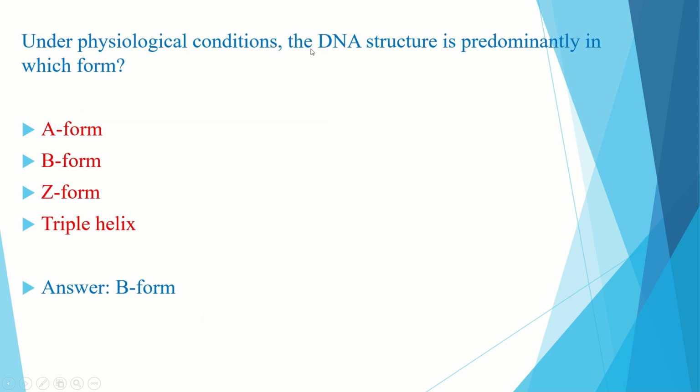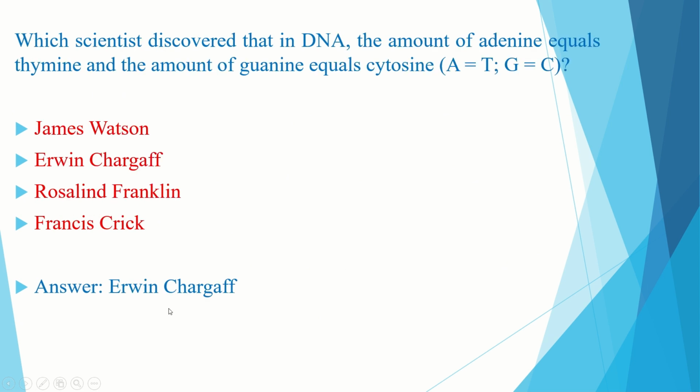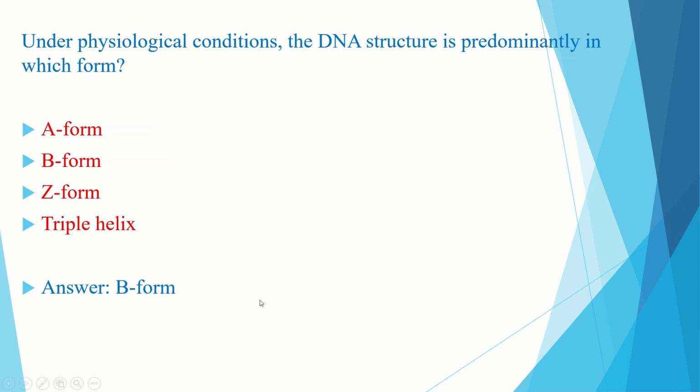Under physiological conditions, the DNA structure is predominantly in which form? A form, B form, Z form, triple helix. Answer is B form. Which scientist discovered that in DNA the amount of adenine equals thymine and the amount of guanine equals cytosine? James Watson, Erwin Chargaff, Rosalind Franklin, Francis Crick. Answer is Erwin Chargaff.